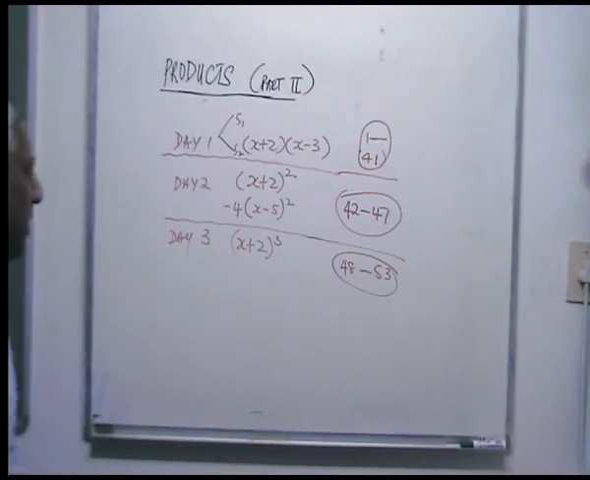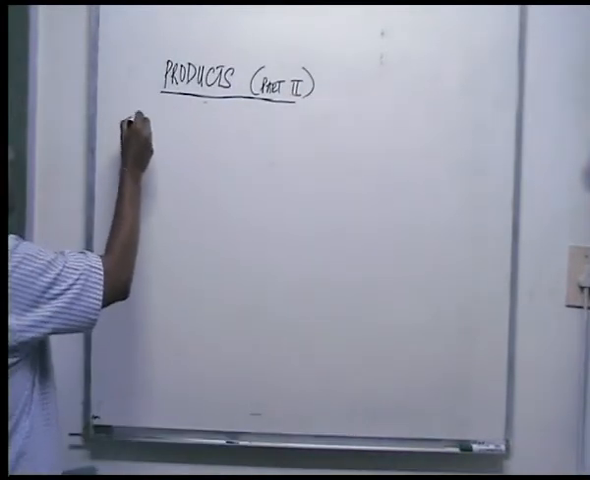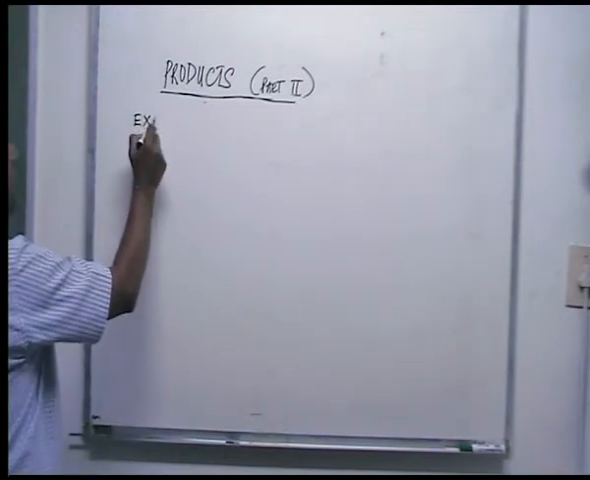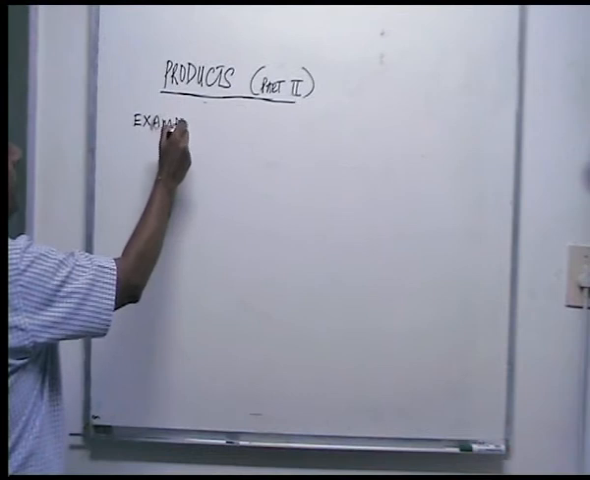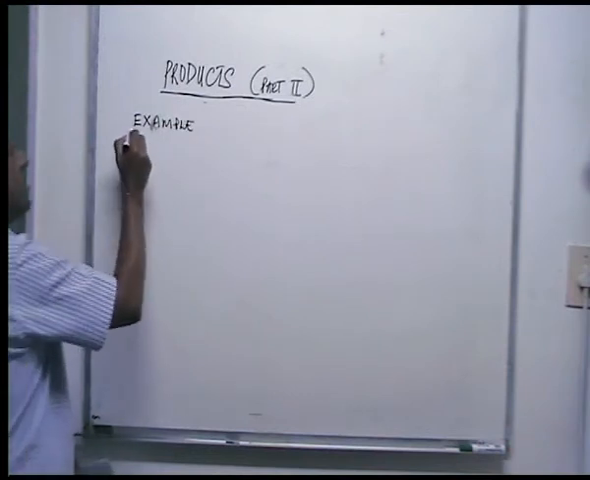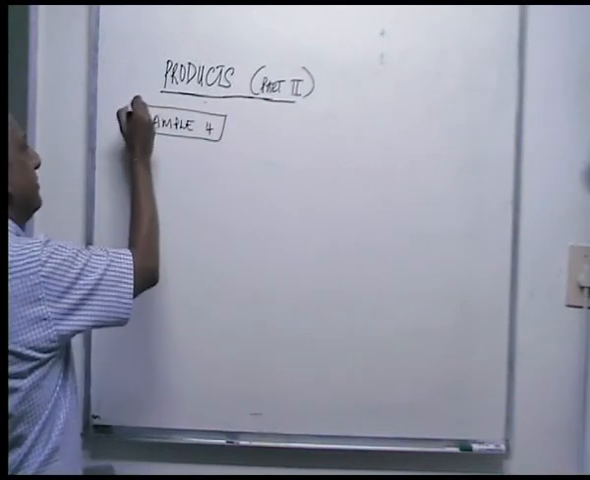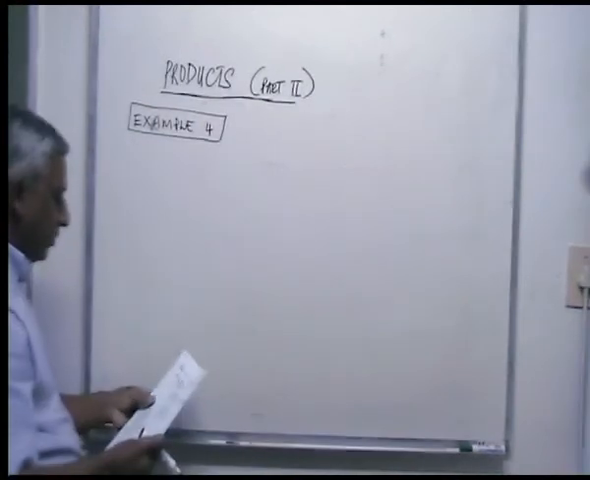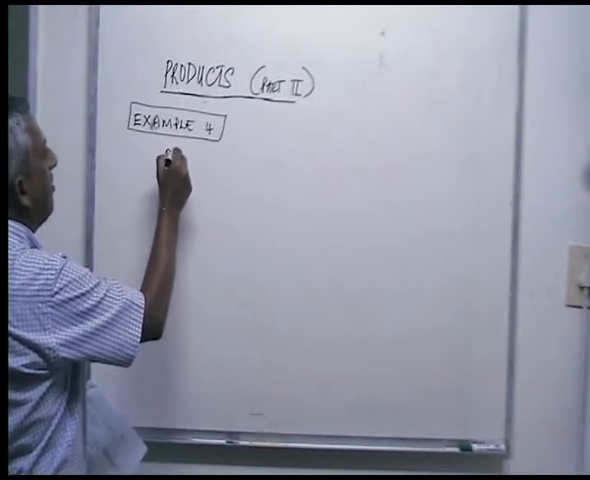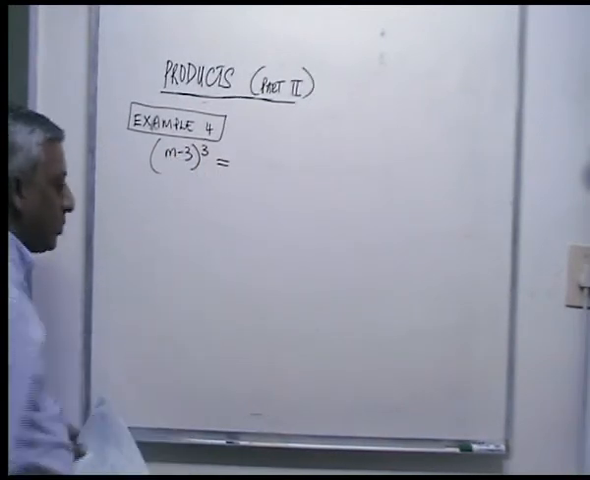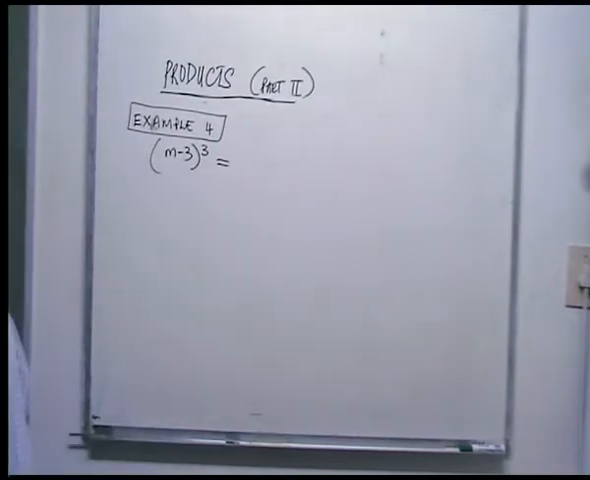Alright, we're going to move on to example 3. Right. Alright, I said example 3. Sorry, I apologize. I made a mistake. I was supposed to tell you example 4 because this is the last type of example we're doing. Example 4. Right. In example 4, we're telling you m minus 3 all cubed. What will you do?